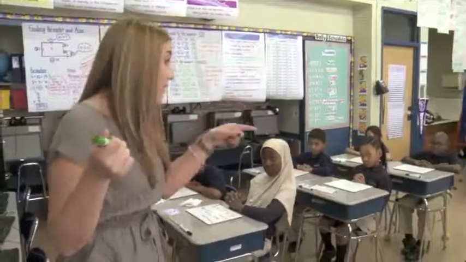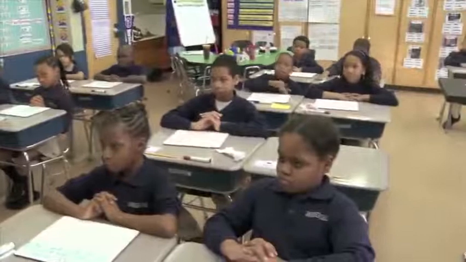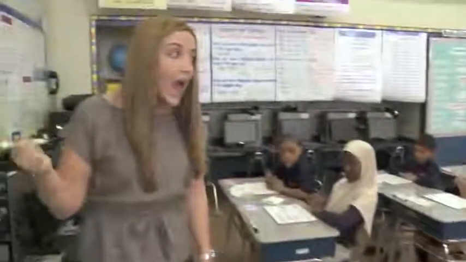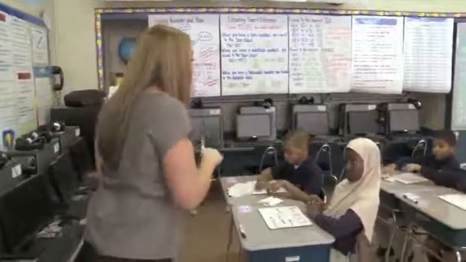I want you to help me. Can you model on your board what it would look like if you had a 4 by 3 array plus another 4 by 3 array? I want to see if Chester's thinking is correct. Everybody, you can go to work and model this on your whiteboard.